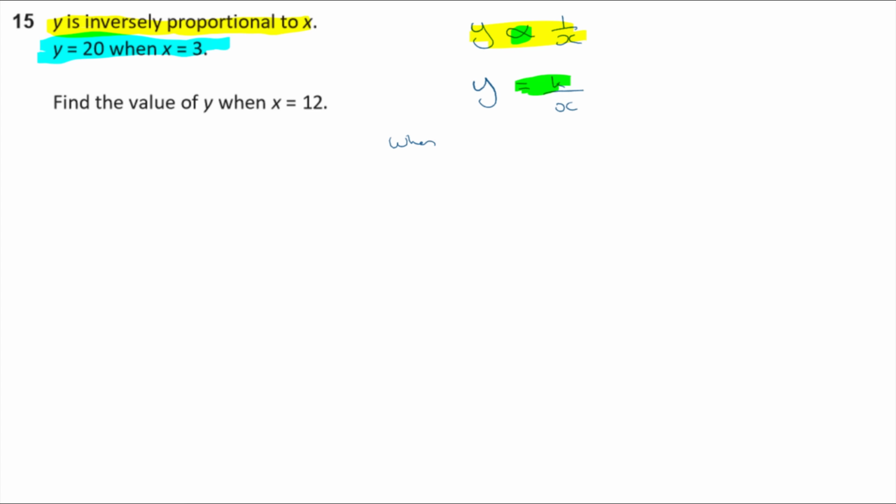So when y is 20, x is 3. So I'm going to substitute those two values into my partial equation, and then the only thing left will be k, which we can then work out. So if y is 20 when x is 3, then 20 equals k over 3. So that came from the blue bits. Okay, so then rearranging that for k, multiplying both sides by 3, that will cancel there, leaving me with k. And 3 times 20 is 60. So I know then that k is 60. Now I know what k is, I can replace it up here where the k was. So I can say then, therefore, the equation is y is equal to 60 over x. Okay?